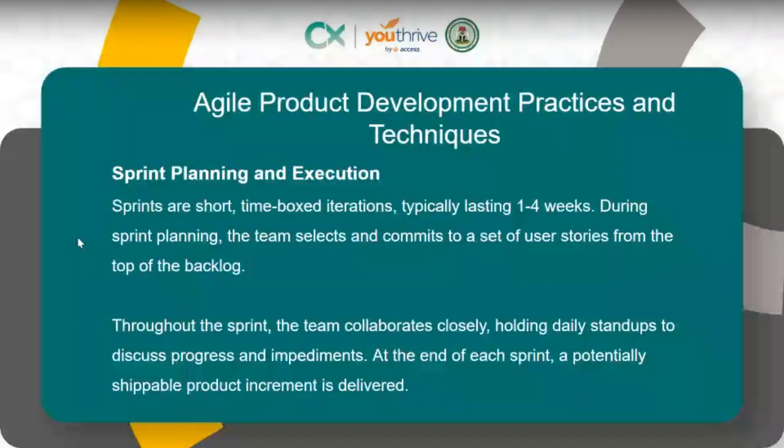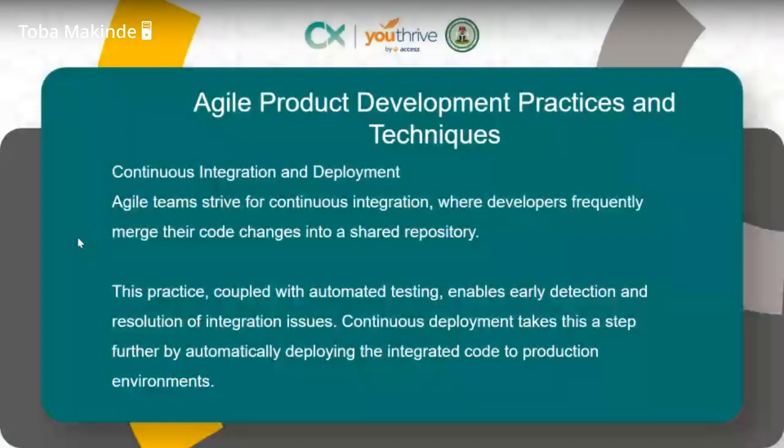We have continuous integration and development. The agile team strives for continuous integration, where developers frequently merge their code changes into a shared repository. So you are constantly integrating. Integrating is whereby we are merging each piece of code continually into the larger repository. Everyone is raising their PR, and you are merging all of it into a singular, working product.